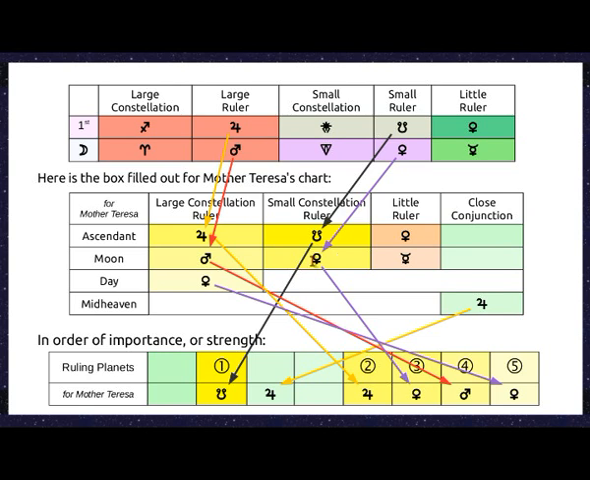Number 3 position is Venus. It is the small constellation ruler of her moon, so Venus comes here. Her moon is in Aries, ruled by Mars, and so Mars gets put in this position here, number 4. And the day ruler of Venus goes in position number 5. So these are the ruling planets in order of importance.